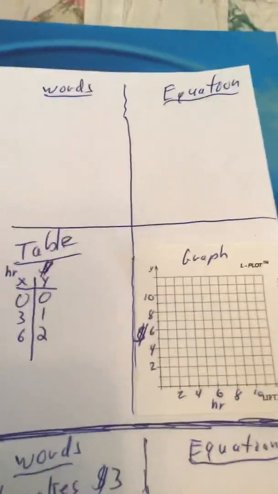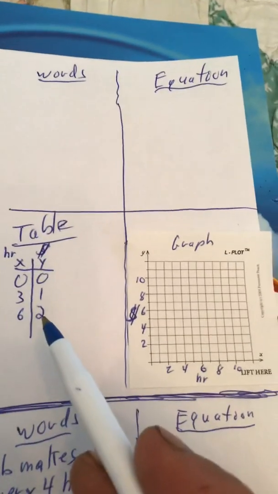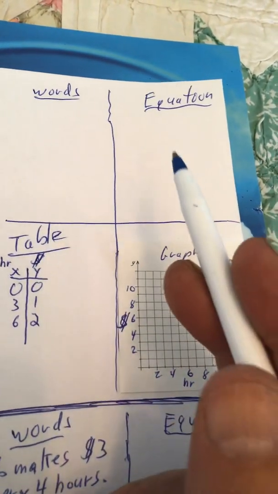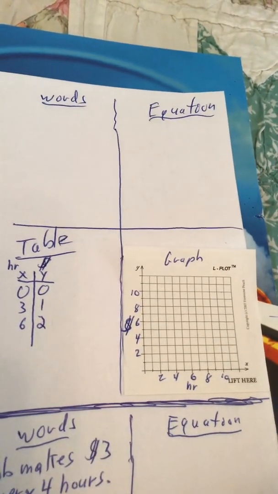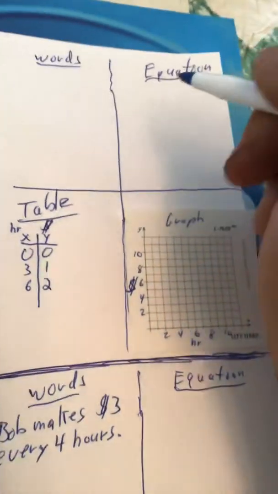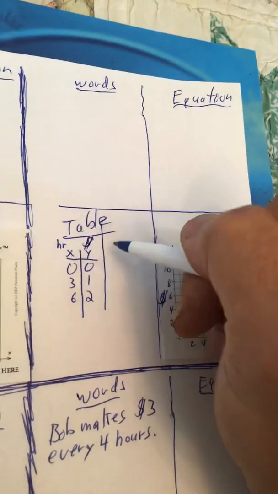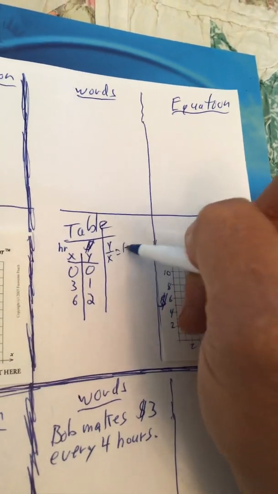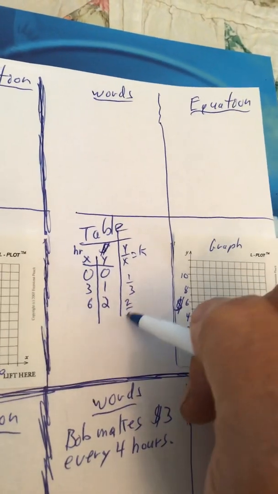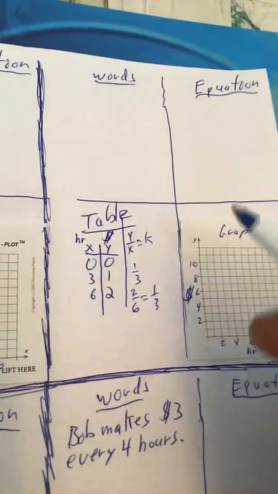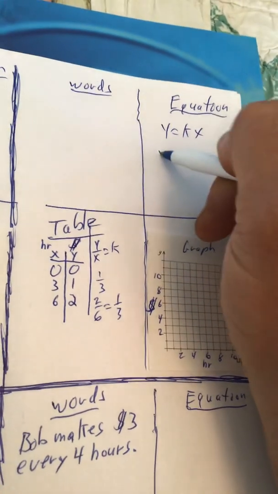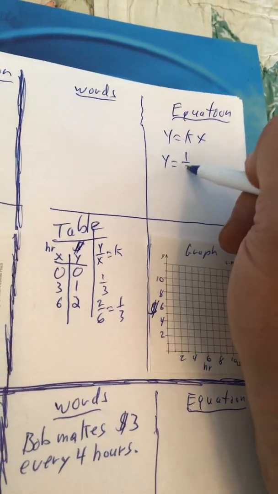Second one. This time I'm giving you the table. So again, think Bob. I'd like you to give me the words, equation, and the graph. I gave you the table this time. So hit pause and do it. So y over x, which is k. I'm going to make sure I find k. That's 1 over 3. This is 2 over 6, which is 1 over 3. So that's my k. So my equation, y equals kx, is going to be y equals 1/3 x.